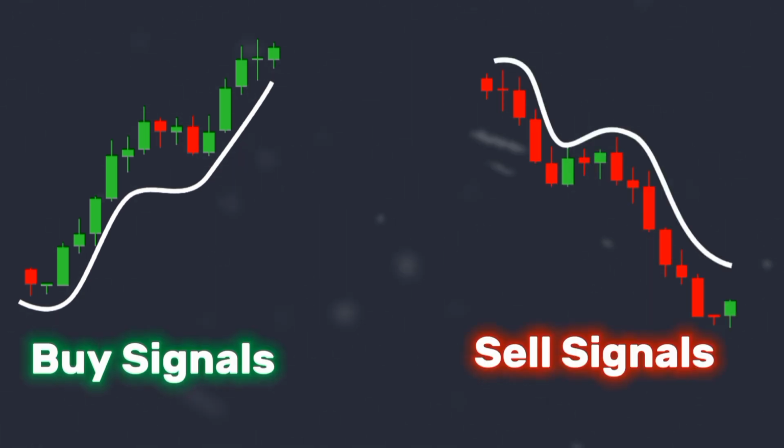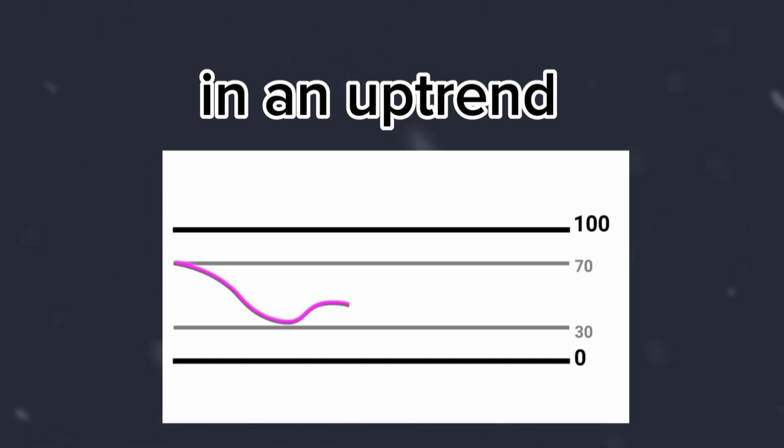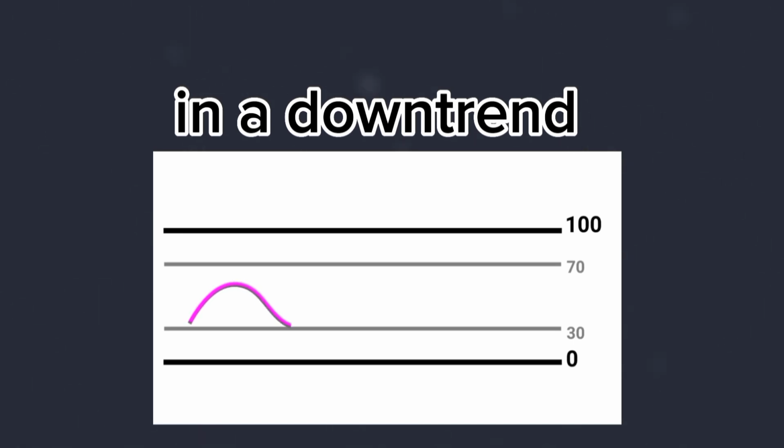This means that in a bullish trend, you should focus on buy signals, and in a bearish trend, look for sell signals. RSI is a common tool used to generate these signals. In an uptrend, wait for the RSI to dip below 30, oversold zone, and then start rising again. This could indicate a buying opportunity. On the other hand, in a downtrend, wait for the RSI to climb above 70, overbought zone, and then start falling. This could signal a good time to sell or short.